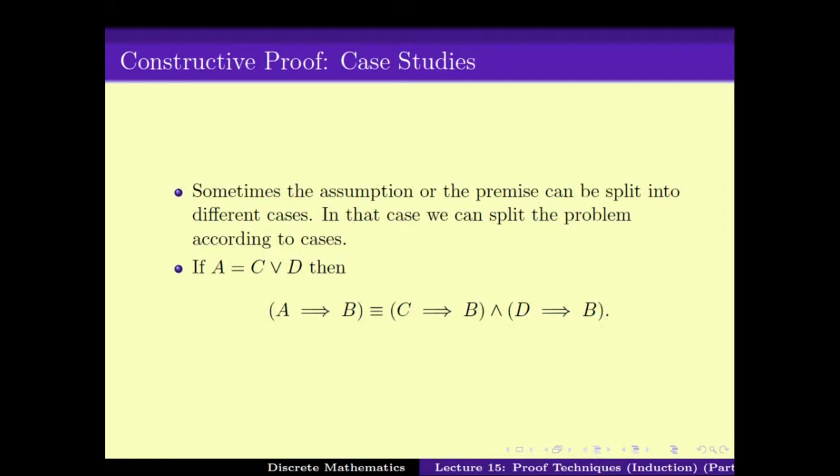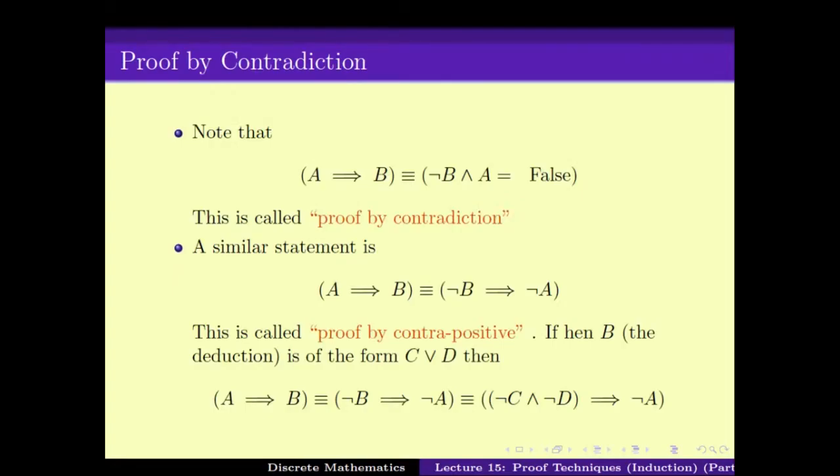So other than the case study proofs, we also looked at the proof by contradiction, namely proving A implies B is the same as proving not B and A is false. Or in a similar way, one can prove A implies B by proving that not B implies not A. This second one is known as the proof by contrapositive, and this can be useful particularly when B can be written as C or D. In that case, A implies B can be written as not C and not D implies not A.